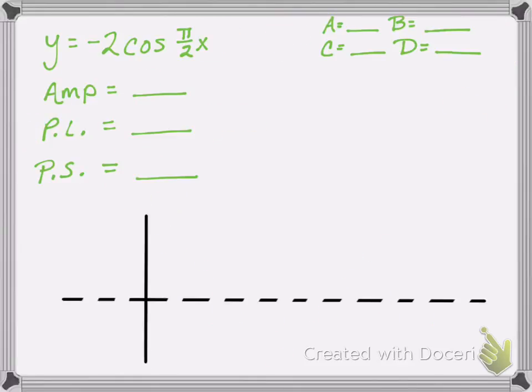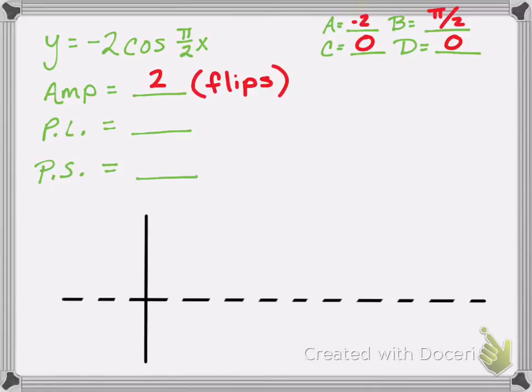All right, so this last example here includes A being negative. Negative 2 cosine (pi over 2)x. So A is negative 2, C is 0, D is 0, and B is pi over 2. This tells us the amplitude is 2. Amplitude is always going to be positive, but the negative for A tells us that the graph flips, which means maximums become minimums, minimums become maximums in our little pattern that we established at the beginning of class.